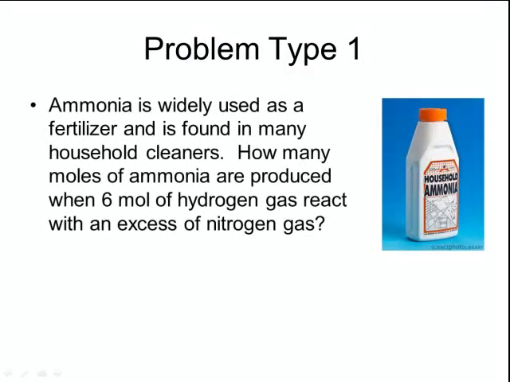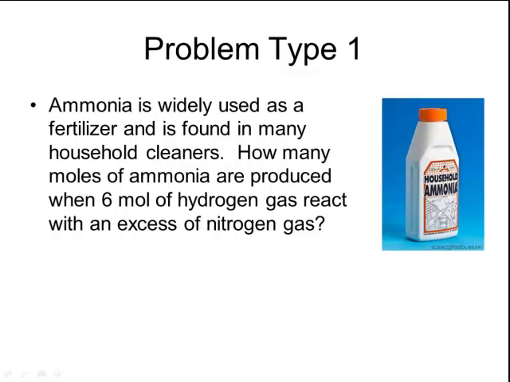The first type of problem is a simple mole-to-mole conversion, where you are converting from moles of one substance to moles of another. Ammonia is widely used as a fertilizer and is found in many household cleaners. How many moles of ammonia are produced when 6 moles of hydrogen gas react with an excess of nitrogen gas?